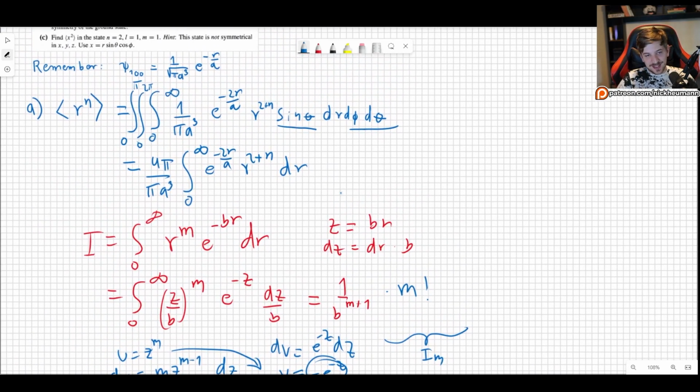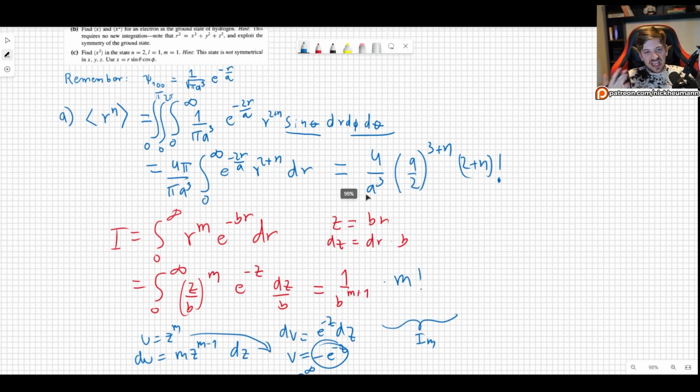Now, using this in this particular case, this is a very useful formula for you. That's why I always like to derive it for you. So this integral then, what is it? Well, we have 4 pi, well, the pi's cancel out actually. So 4 divided by a cubed, and then we have 1 over b to the m plus 1. What is b? b would be 2 over a. So we have 1 over b, so we would have a over 2 to the m plus 1. Now, what is m in this case? It's 2 plus n, so we have 3 plus n. And then we have 2 plus n factorial. Okay, so that's the result in general.